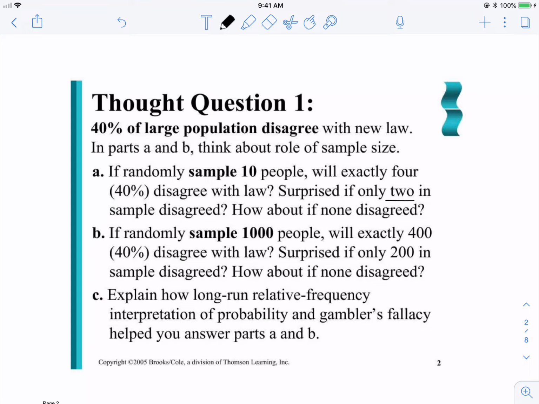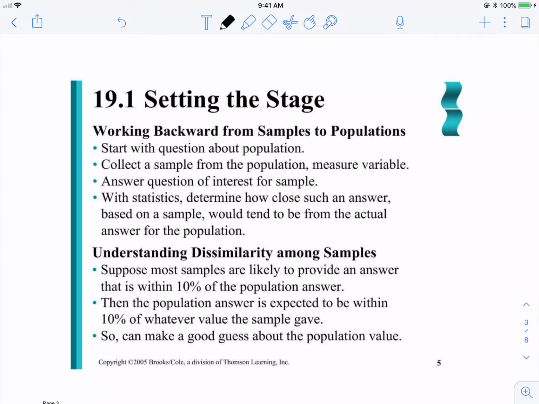Whatever happens in the sample, that's a subset of the population. Just because the population has a certain value across the entire population, for example, 40% disagree with this new law, if we were to take a sample from that population, there's no guarantee that exactly 40% would disagree with this law.